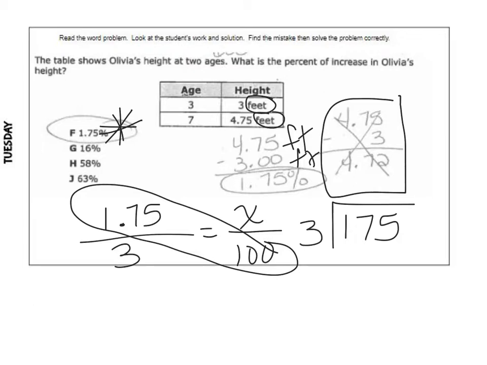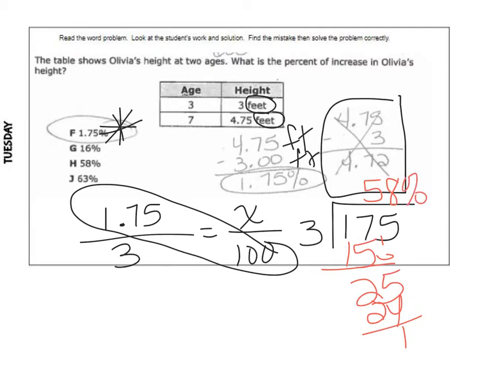So how many times does 3 go into 17? 5 times. Bring down the 5. How many times does 3 go into 25? 8. Now, if you notice, I already have the percent. This doesn't have any decimals, so I'm not going to continue. So my actual answer should be 58%.